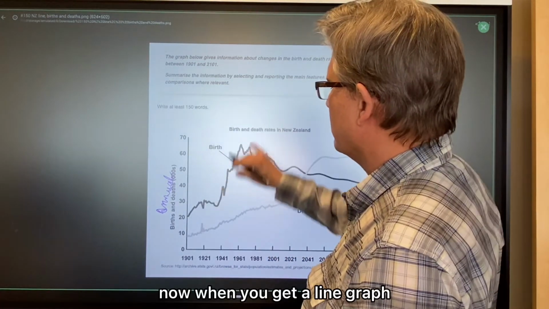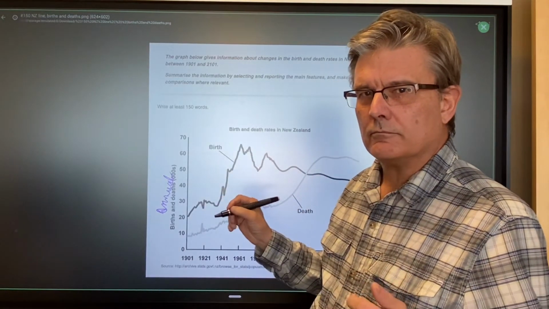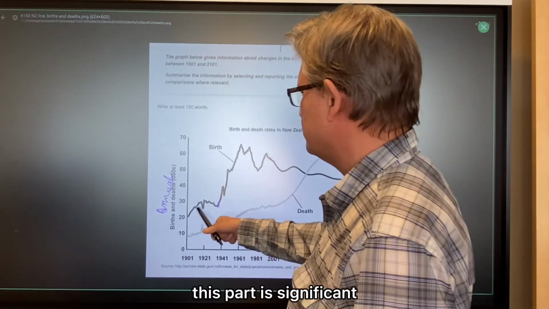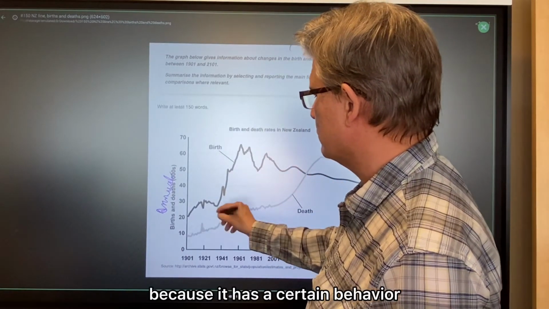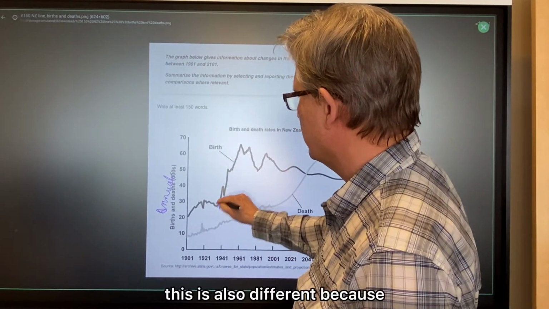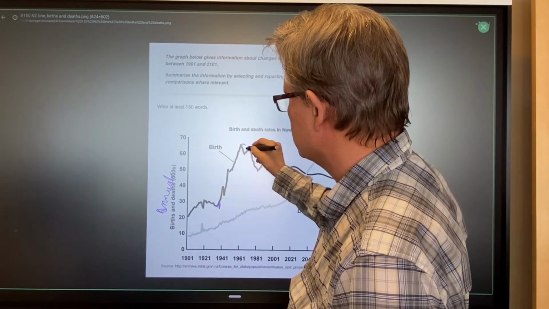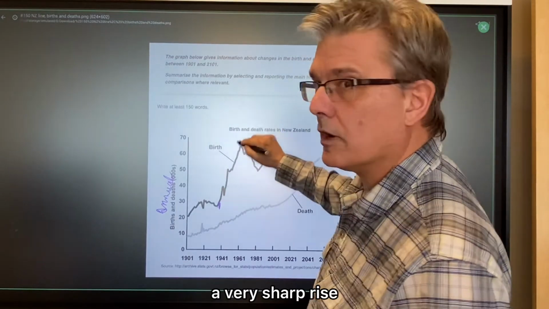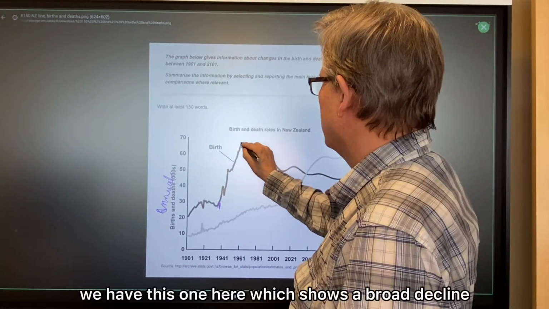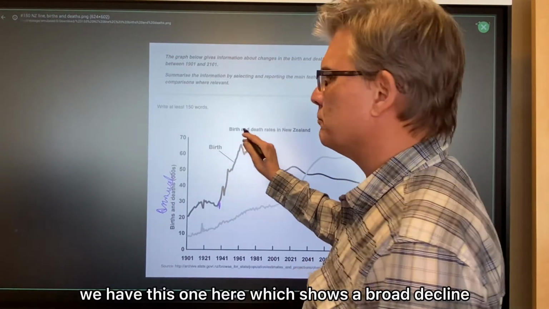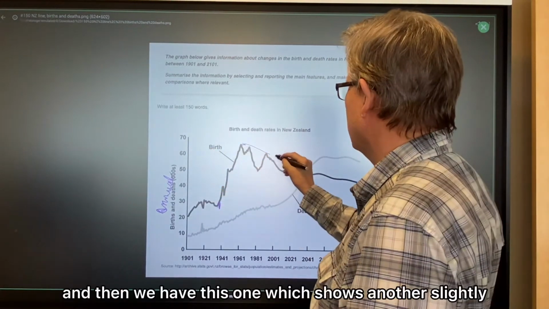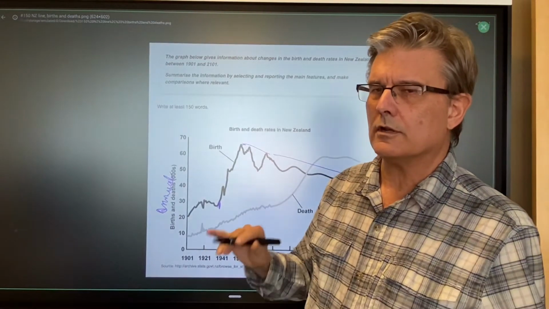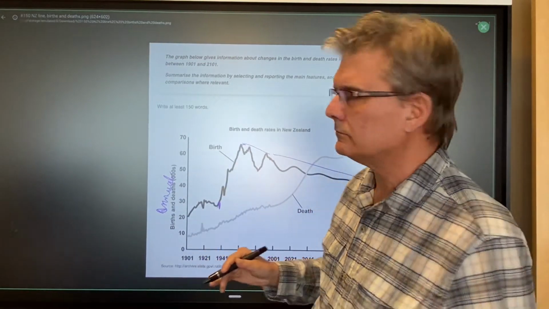Now, when you get a line graph, you have to break it up usefully. So here, this part is significant because it has a certain behavior. This is also different because it shows a definite increasing trend, a very sharp rise. We have this one here which shows a broad decline, and then we have this one which shows another slightly less broad, less steep decline.